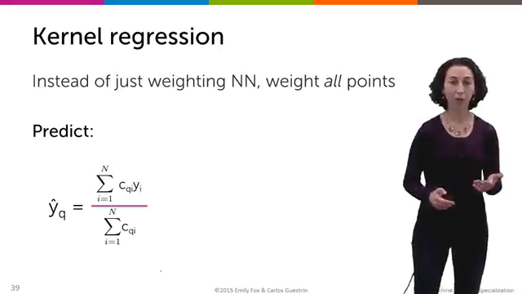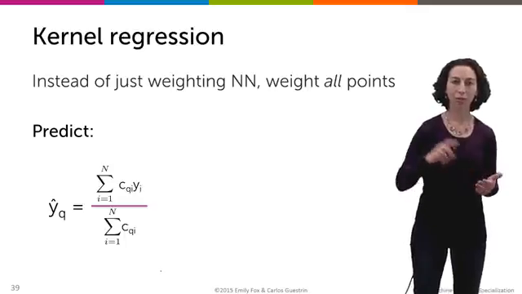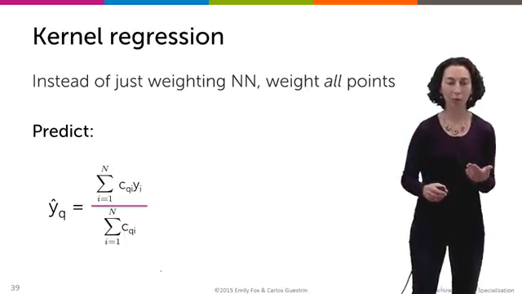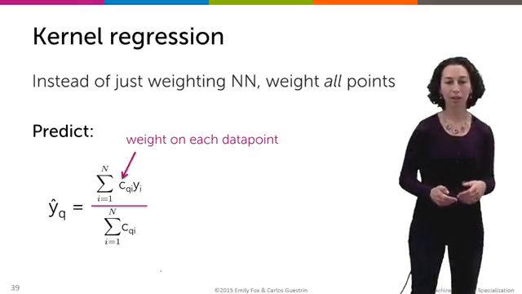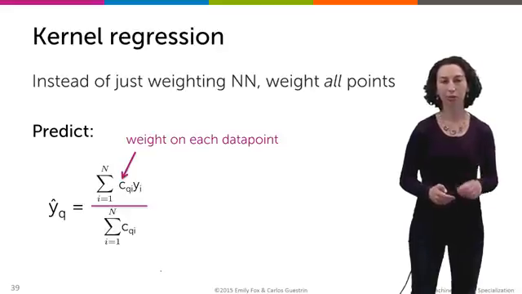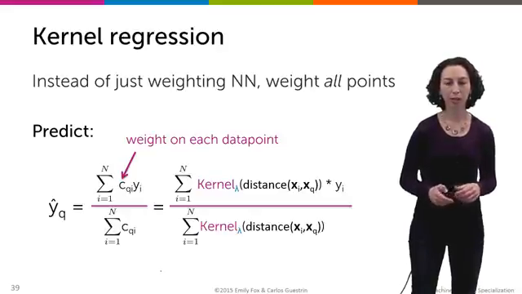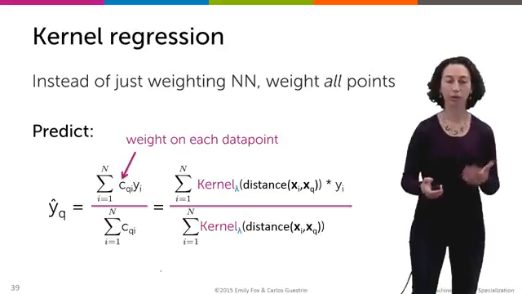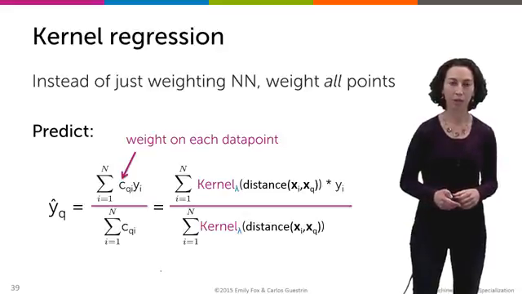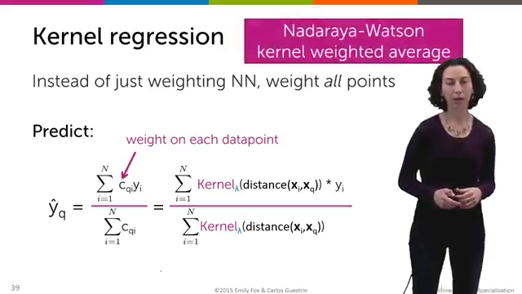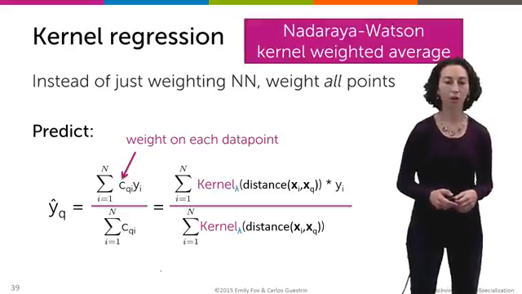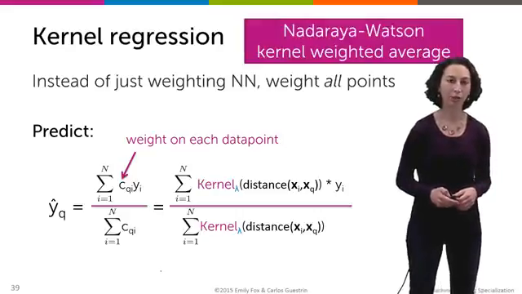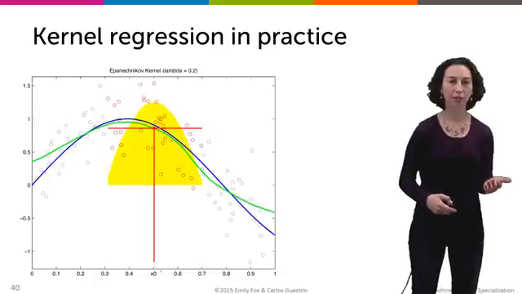So in particular, our predicted value is going to sum over every observation, and we're going to have a weight c_qi on each one of these data points. And this weight is going to be defined according to the kernels that we talked about for weighted k-nearest neighbors. In statistics, this is often called Nadaraya-Watson kernel-weighted averages. So let's see what effect this kernel regression has in practice.